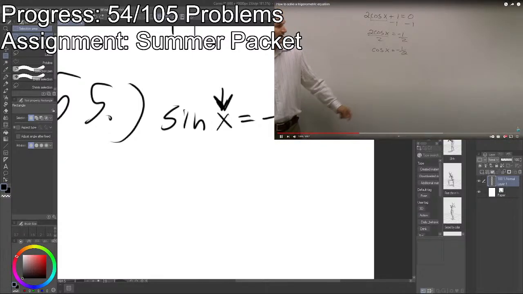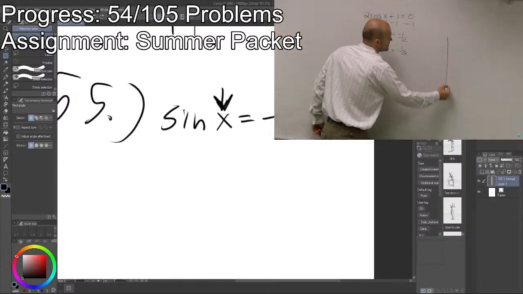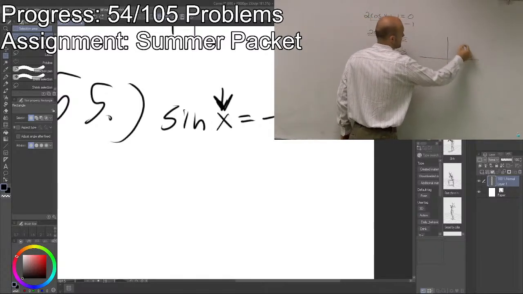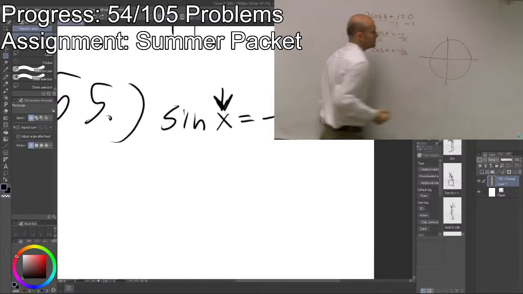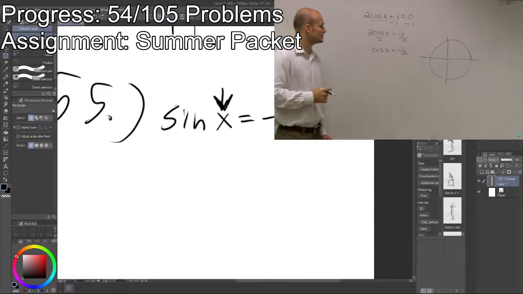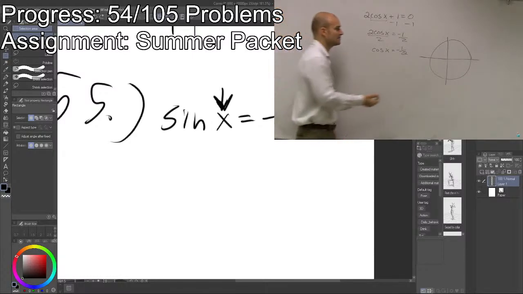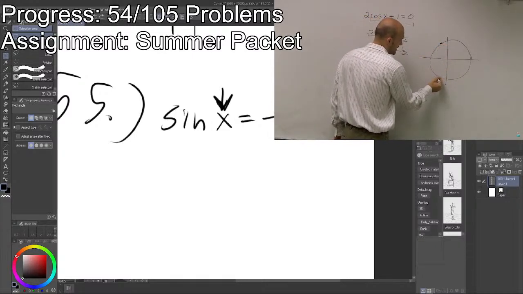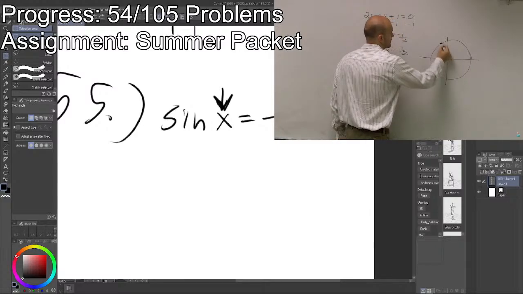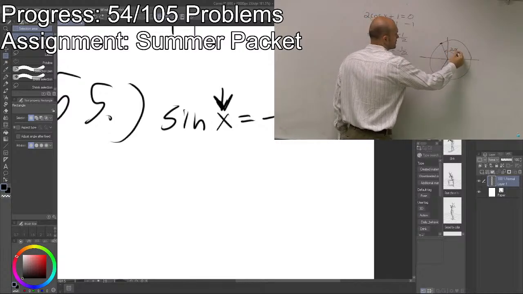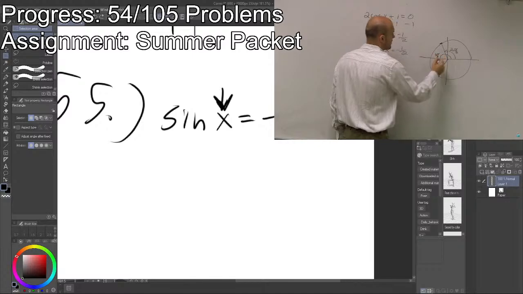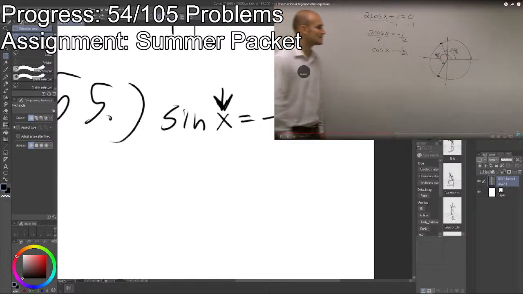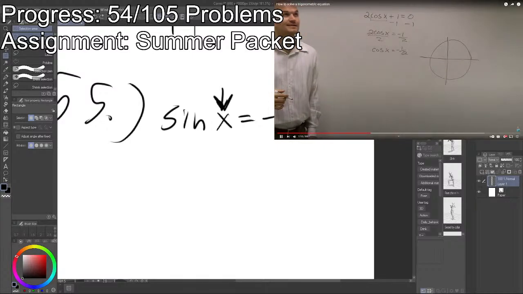Then I need to see, well, what values work for cosine of x equals -1/2. So I'll just go ahead and think about my unit circle and think about, well, cosine of x equals -1/2. I know at this angle and this angle. And I think, all right, well here, that's going to be 2 pi over 3. And this angle is 4 pi over 3.